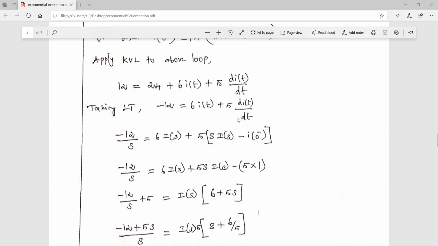What is the Laplace transform of 5 into di of t divided by dt? You keep 5 aside. The Laplace transform of di of t divided by dt is s into I of s minus I of 0 minus. Okay, and what is the initial value? You have to note it down.